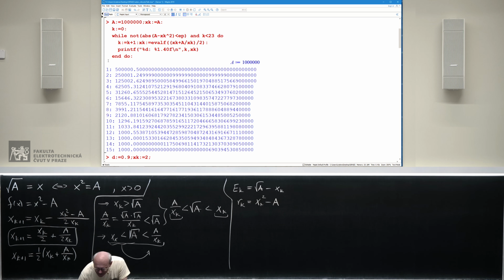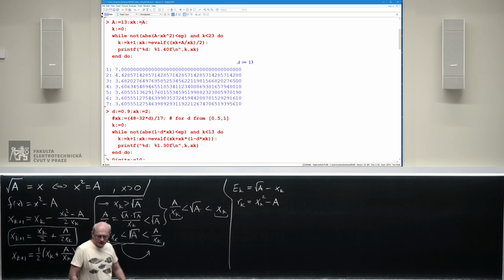Just out of curiosity, I talked about the square root of 13. How much is it? Let's see. Well, that was nice. 3.60555. That's really nice, assuming that it's correct. But I quite trust this algorithm.